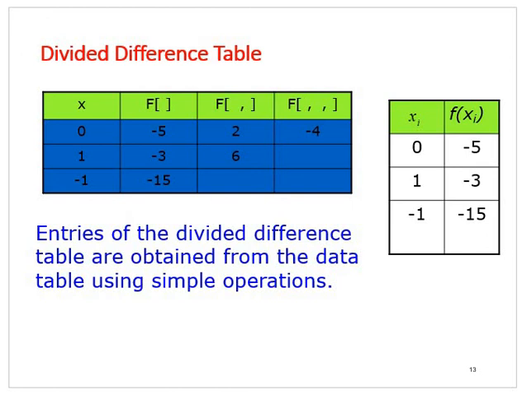So take note, if you are given a table on your right, x, 0, 1, and minus 1, corresponding with minus 5, minus 3, and minus 15, you can write those entries as columns in your divided difference table like that. So the first data set will give you entries of these two columns. Take note of that.